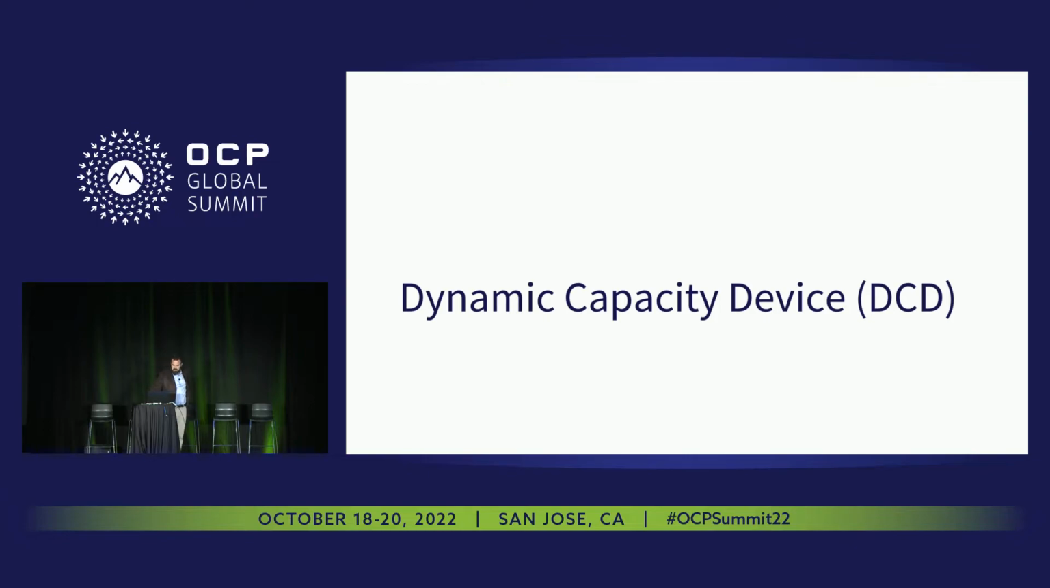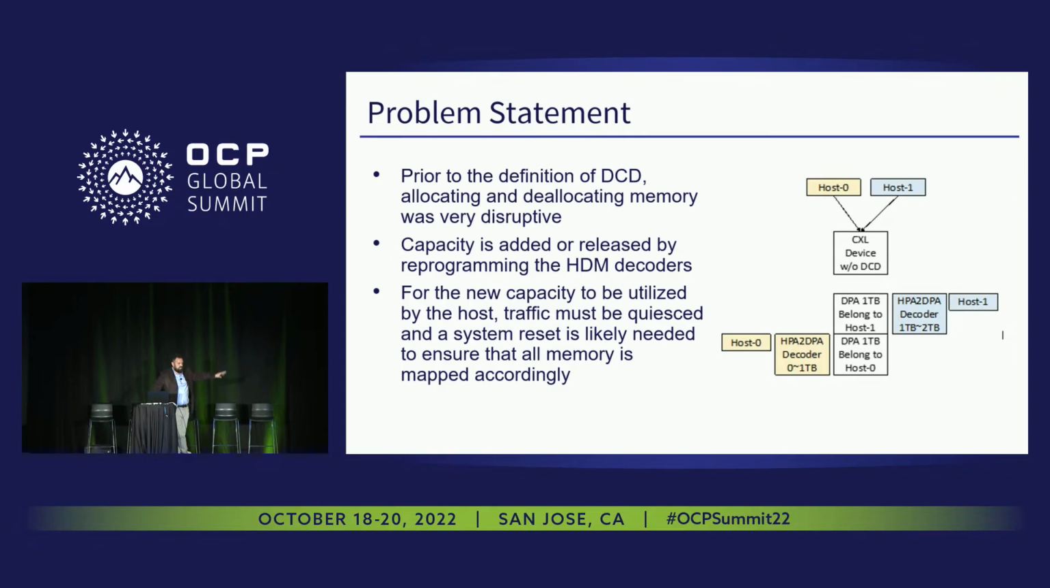Okay, so let's move on to the dynamic capacity to device capability. This is a really novel and interesting capability that came in 3.0, and it's kind of a simplistic solution, but obviously there's levels of complexity to it. So really, what is the problem that the DCD framework is trying to solve?